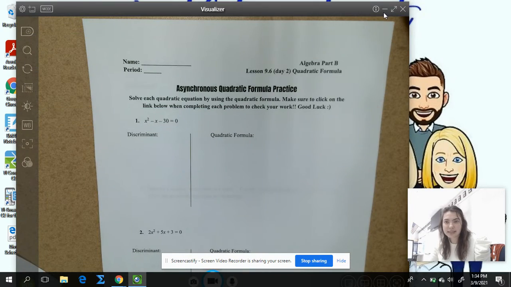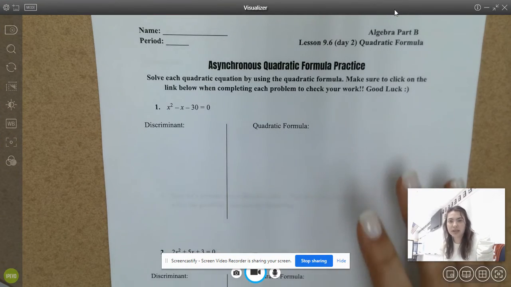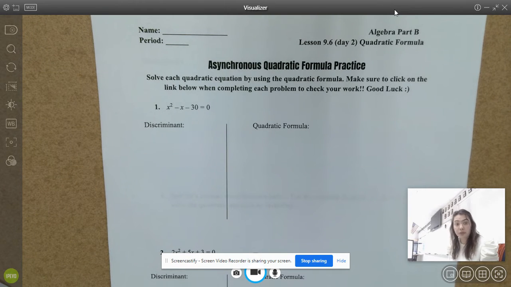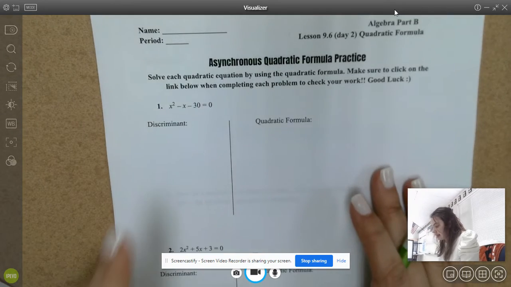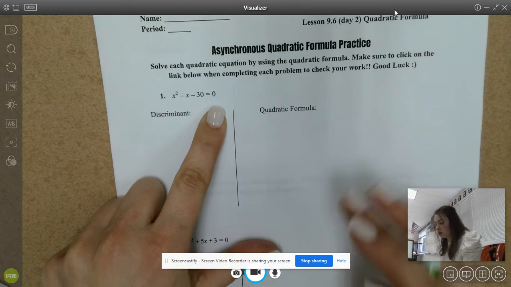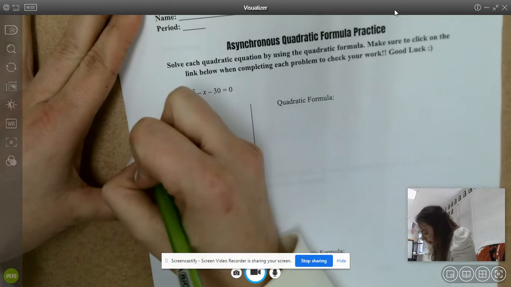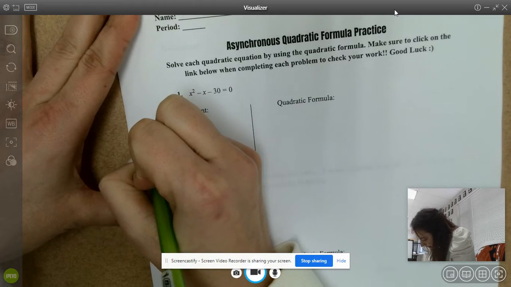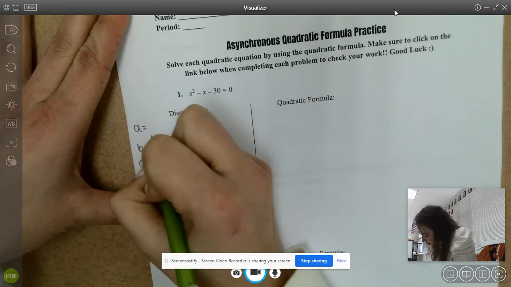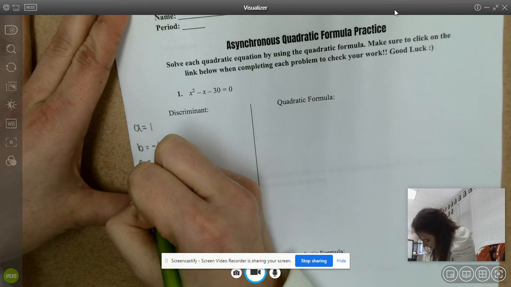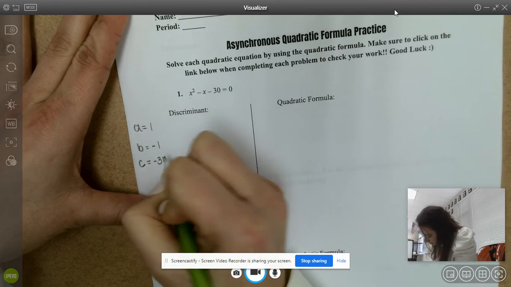Everyone. Today we are going through the quadratic formula practice. Here is our work for example number 1. So for example number 1, we see the equation x squared minus x minus 30 is equal to 0. So let's go ahead and start off by pointing out our a, b, and c values. Okay, our a value is 1, our b value is -1, and our c value is -30.